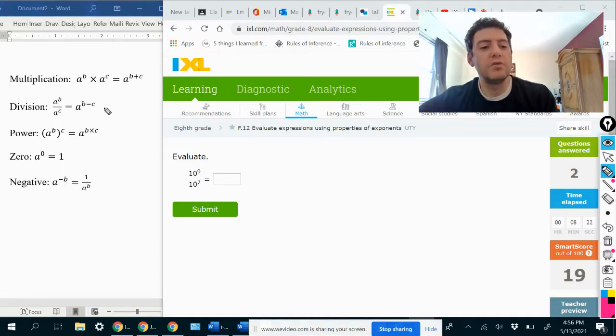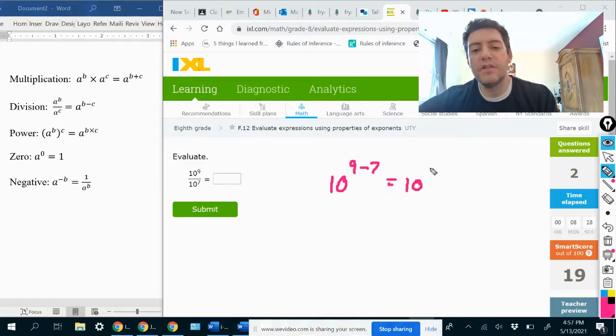But anyway, I'm just going to use the rule over here, which says if I'm dividing, I'd subtract the exponents. So 9 minus 7 is 2, right? So I have 10 to the second power, which just means 10 times 10, and that's 100.